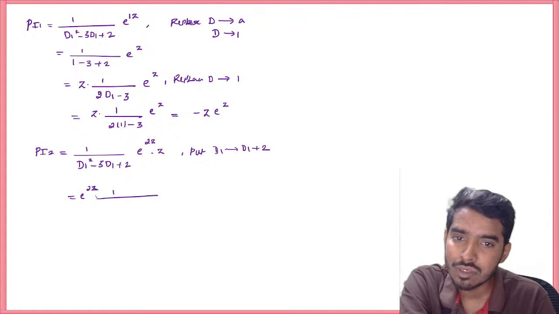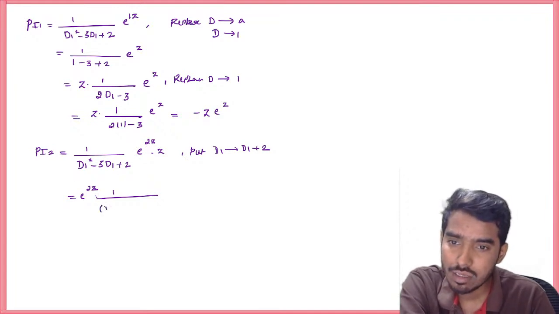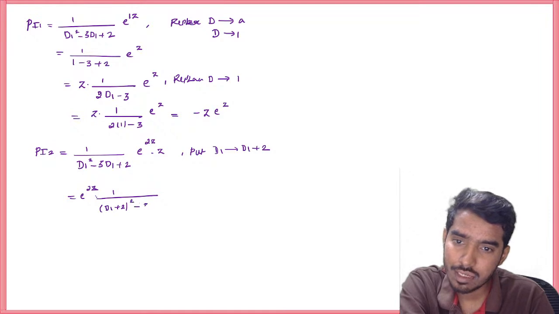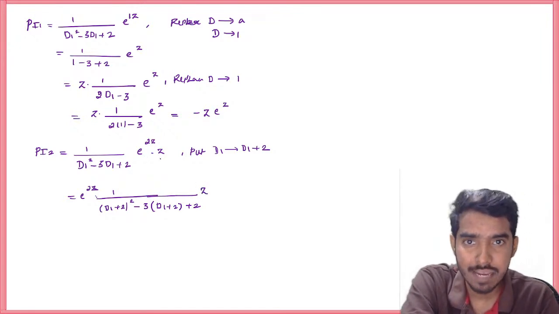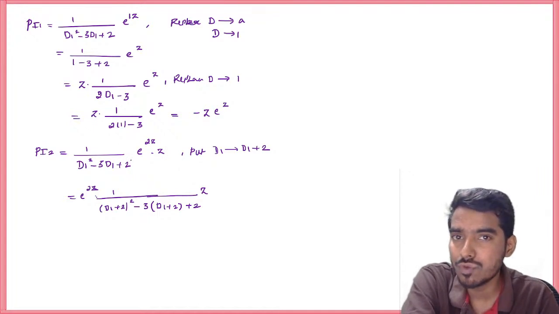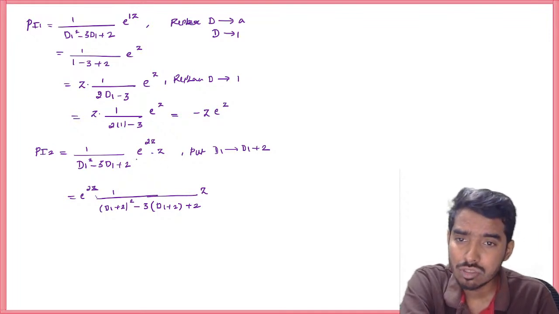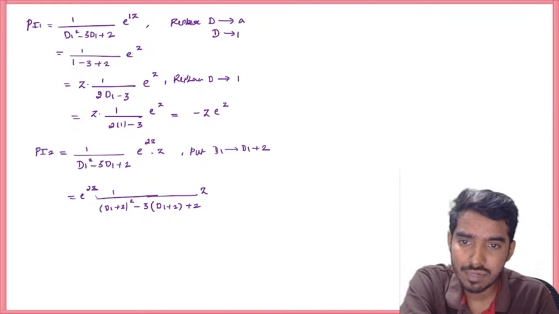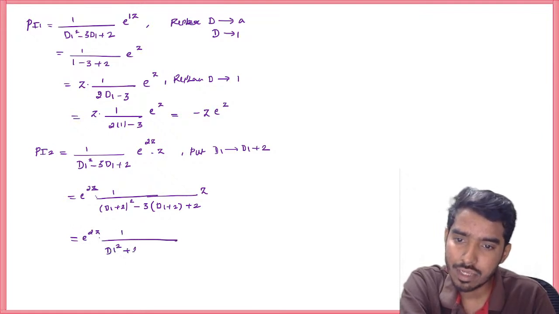Then we have to find f of D1 plus a. That will be D1 plus 2 whole square minus 3 times D1 plus 2, on z. If you have e power ax into v, this is type 4. Just go back and watch the previous videos if you are not comfortable with this. It will be very easy if you have watched all the previous videos. So you replace D1 by D1 plus 2. This will be e power 2z times 1 divided by D1 square plus 4 D1 plus 4.